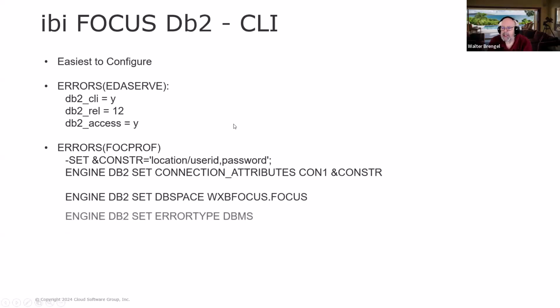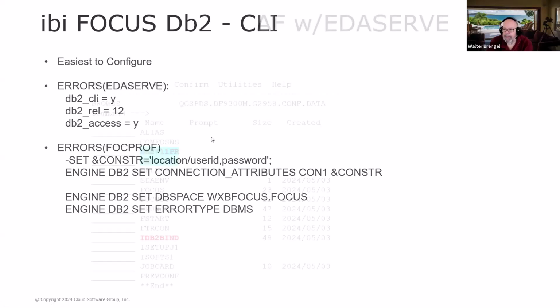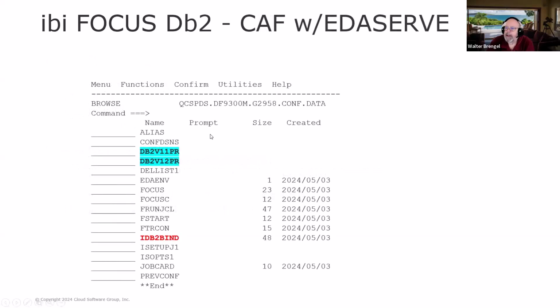You can add additional DB2 settings if you want. In this case, I'm setting my DB workspace because I have my own personal one. And then I'm saying I want my errors to be the DBMS errors and not the FOCUS errors. All right, that was it for configuring DB2 for CLI. Two entries in errors: one that says you're going to access DB2 and what version of DB2 you're accessing, and the other one for your connection string.